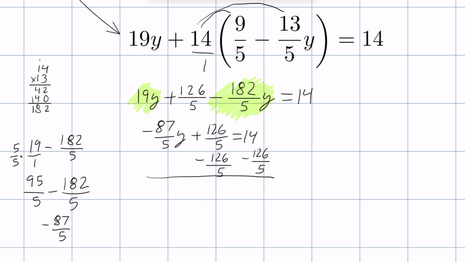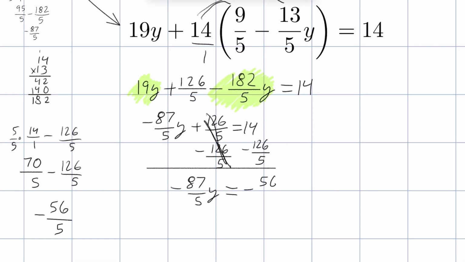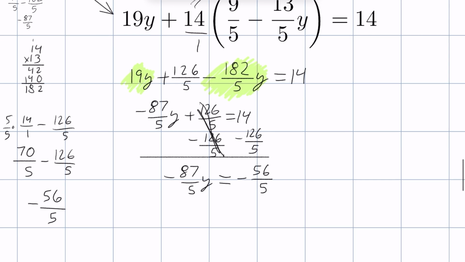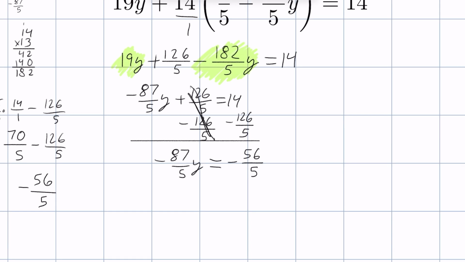And again, this brings up a fraction problem. We're going to subtract. This part, these still cancel out. So far, so good. And here's where fractions can be helpful. So we get to this step. We have negative 87 fifths y is equal to negative 56 fifths.